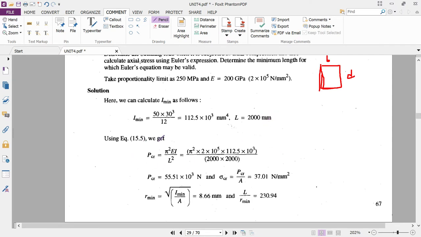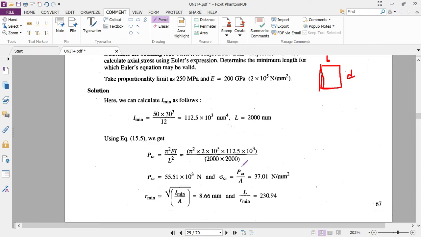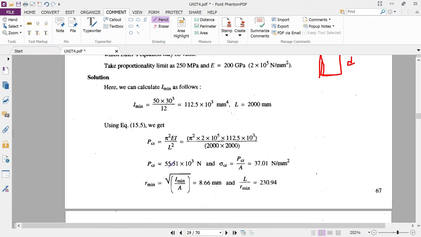Now using the equations, we know that Euler's equation is pi square EI by L square. This is the generalized equation. So we have to put the values here. We will get the Euler crippling load as 55.51 into 10 to the power 3 Newton, or you can also rewrite it as 55.51 kilonewton.